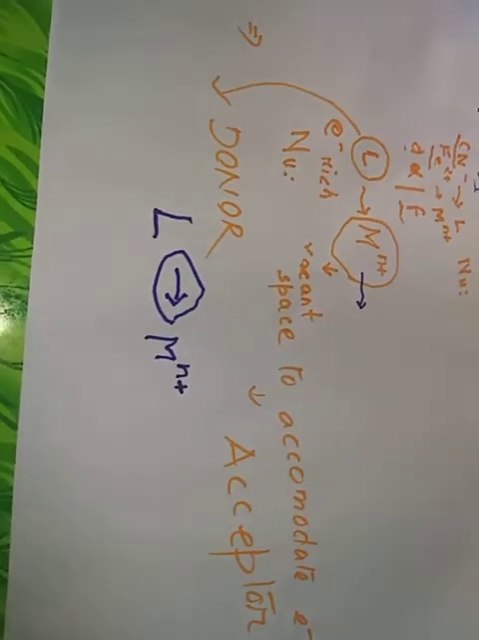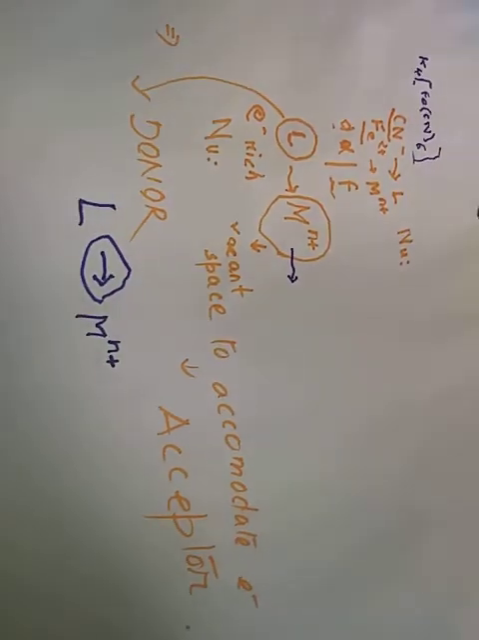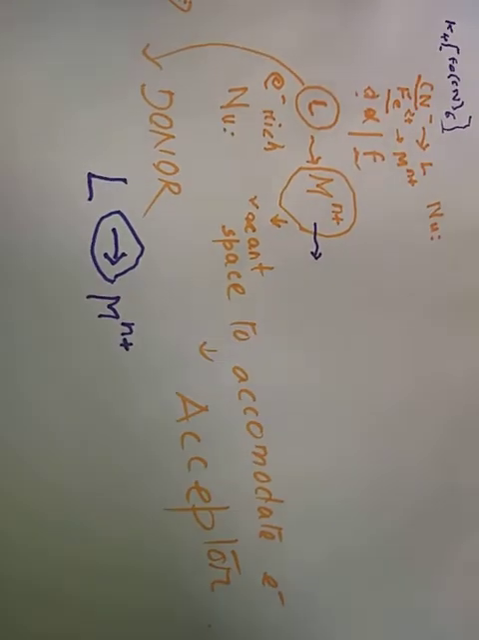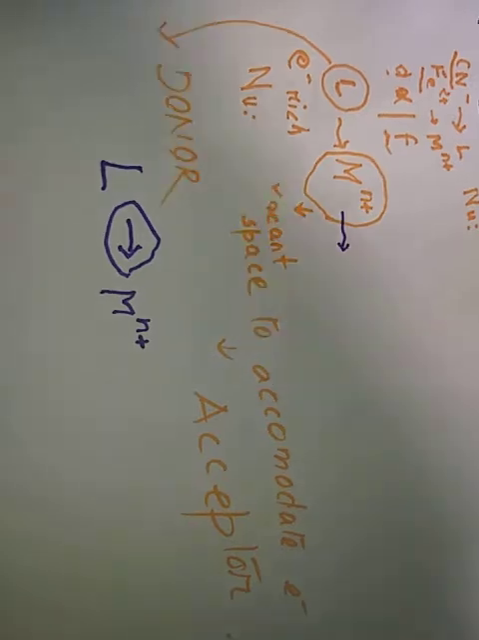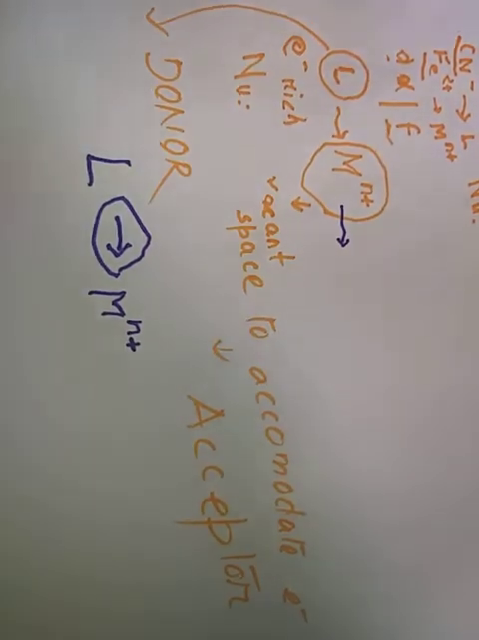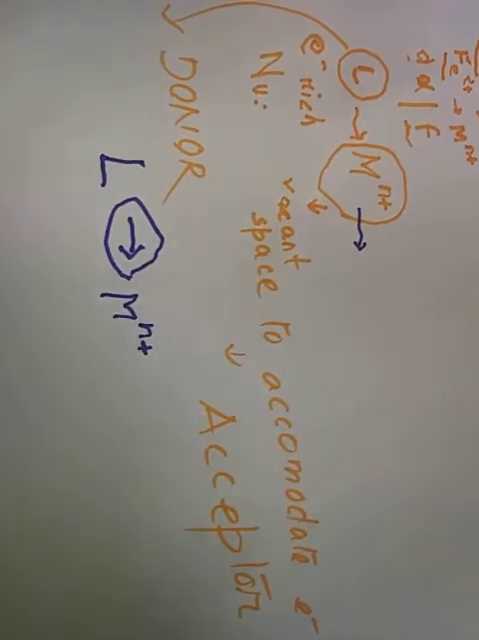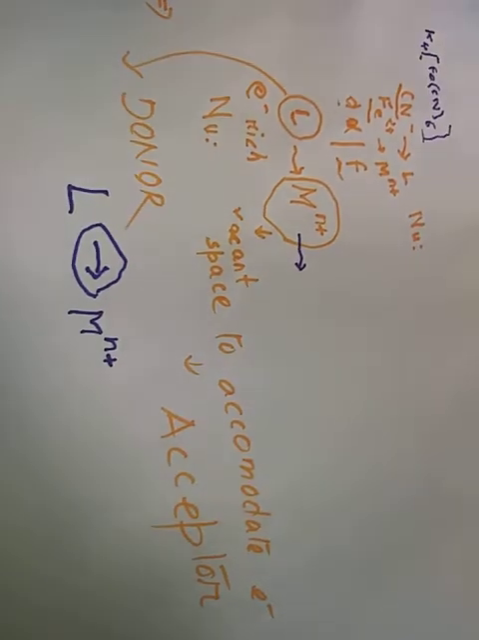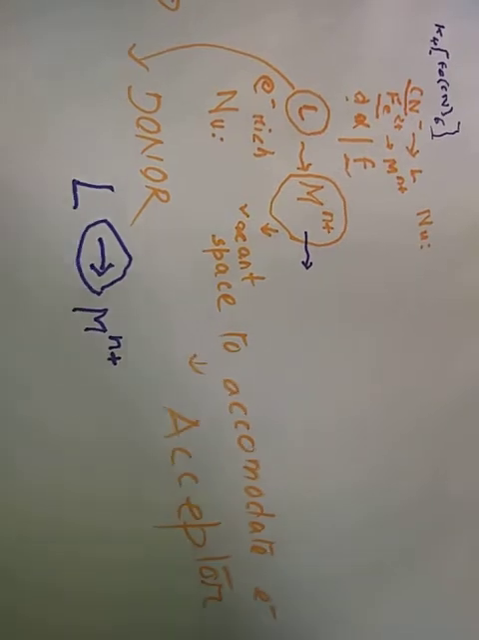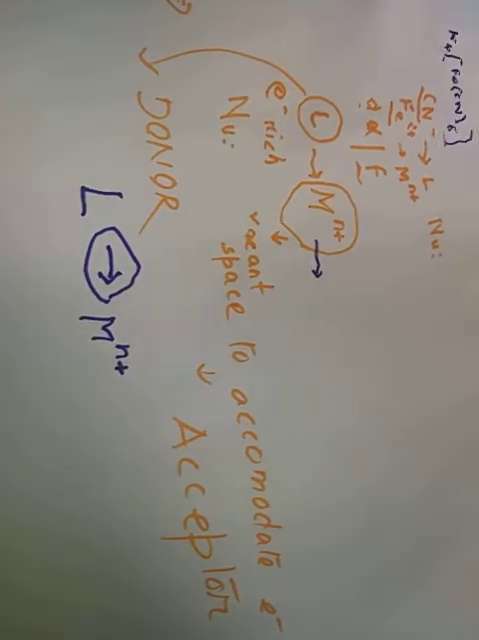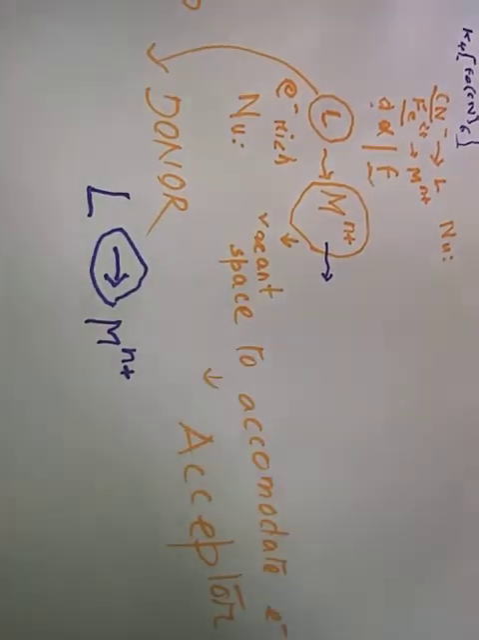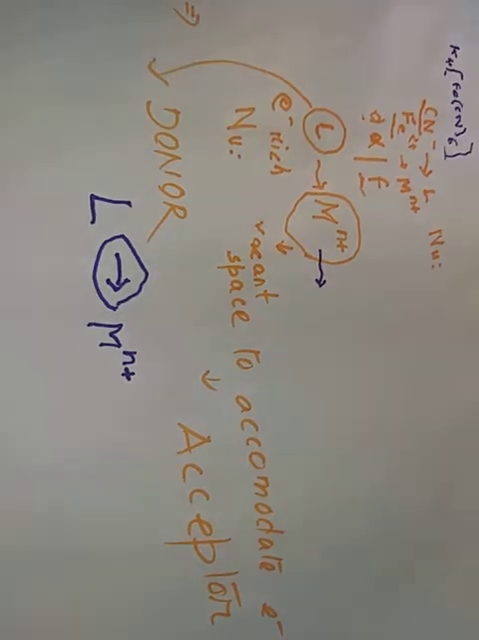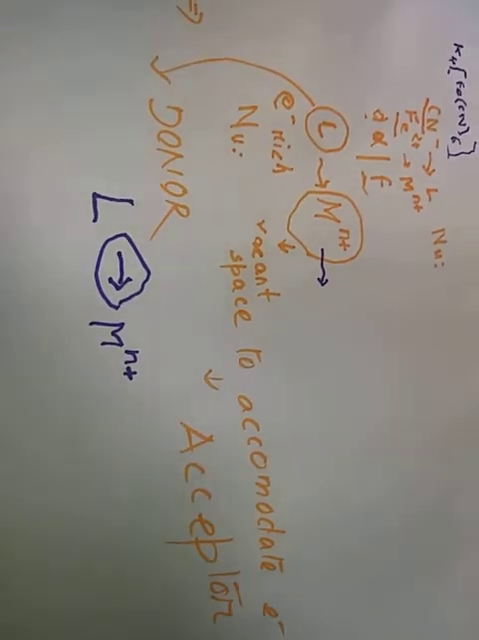Ultimately, once the coordinate bond is formed, it behaves exactly like a simple covalent bond. In a covalent bond we had mutual sharing. In a coordinate bond the sharing is a little unequal, meaning both are sharing, but one is sharing the electron pair, and the other is sharing the vacant space. That's all.